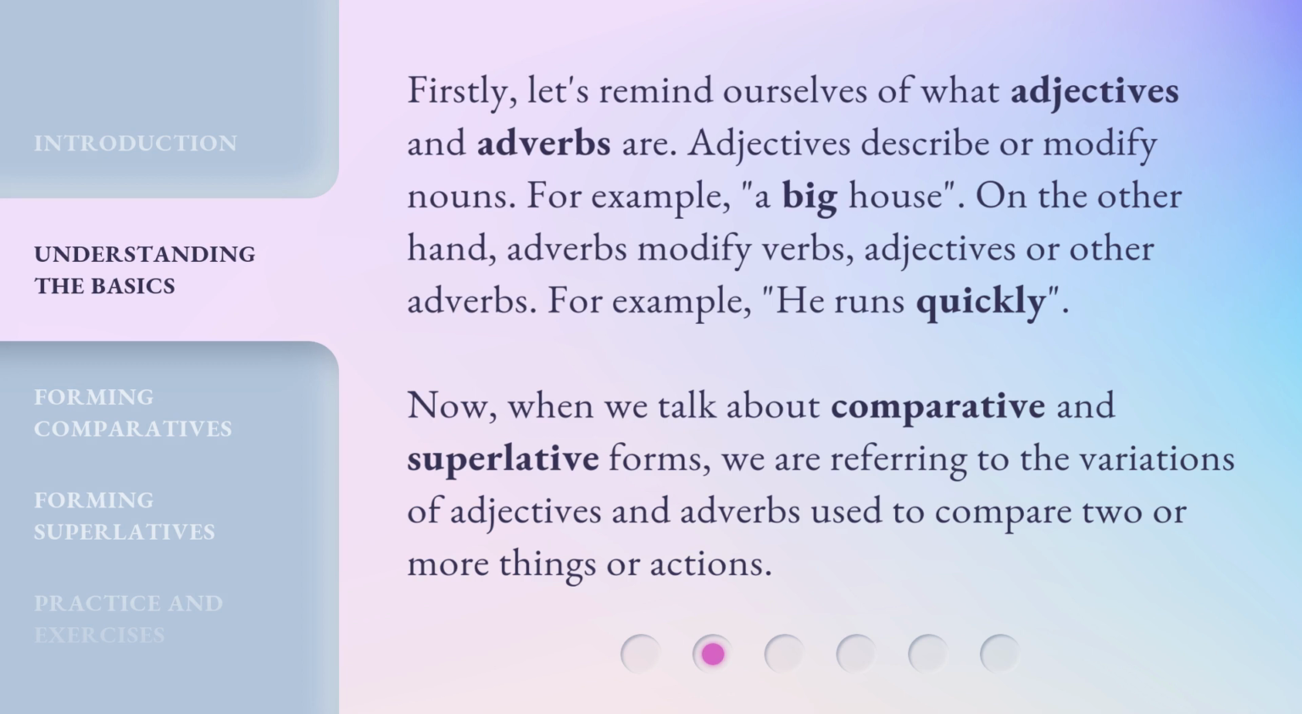Firstly, let's remind ourselves of what adjectives and adverbs are. Adjectives describe or modify nouns. For example, a big house. On the other hand, adverbs modify verbs, adjectives, or other adverbs. For example, he runs quickly. Now, when we talk about comparative and superlative forms, we are referring to the variations of adjectives and adverbs used to compare two or more things or actions.